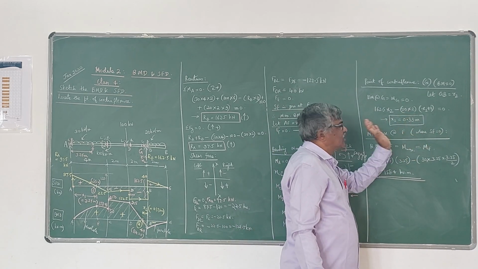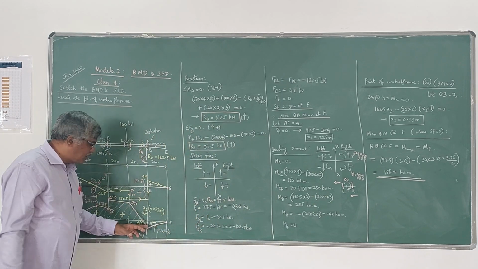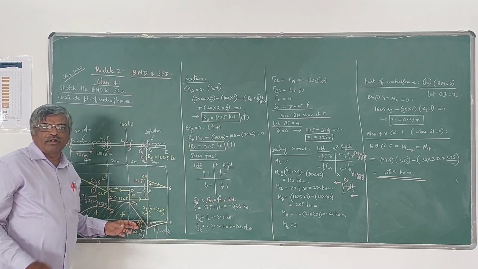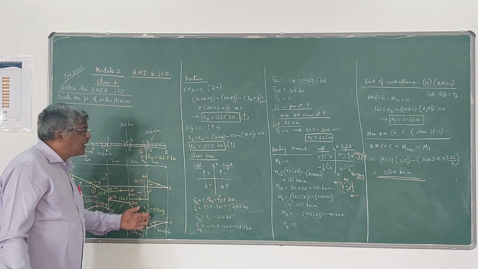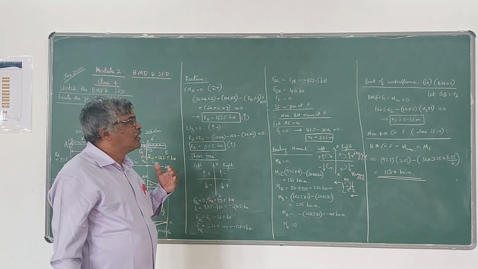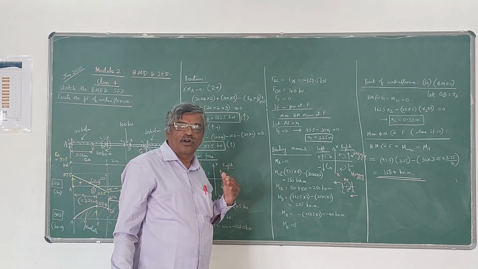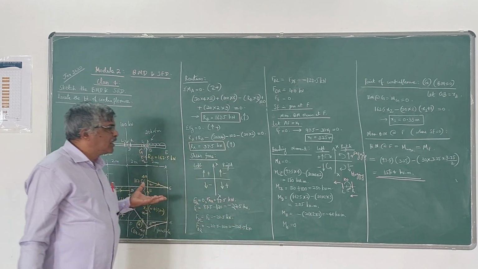If you solve this equation, you will get the x2 value as 0.33 meter from B. That means your bending moment is 0 at the point to the left of B at a distance of 0.33 meter, which is called the point of contraflexion, or it is also called the point of inflection. So this is how a problem is done.